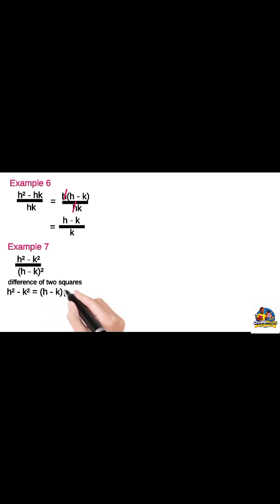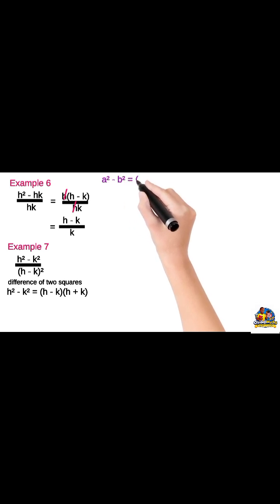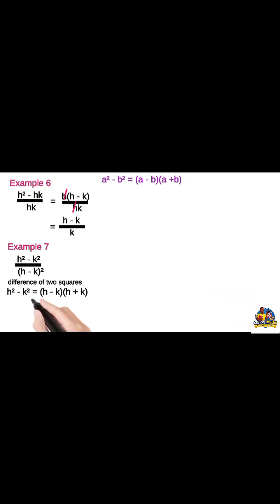Now to example 7. H squared minus K squared over H minus K, everything in brackets, raised to power 2. Now if you look at that numerator very well, you will notice that it is a difference of two squares. In a difference of two squares, one will be minus, the other one will be plus. H minus K, H plus K. Remember, when you have a squared minus b squared, one will be a minus b, the other one will be a plus b. Okay, so let us continue.